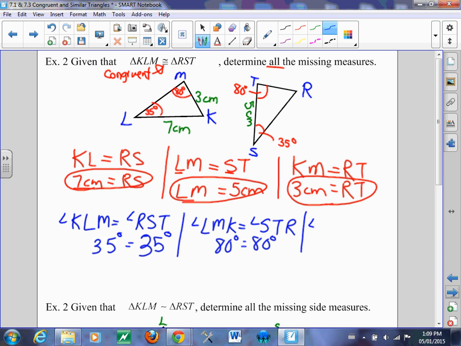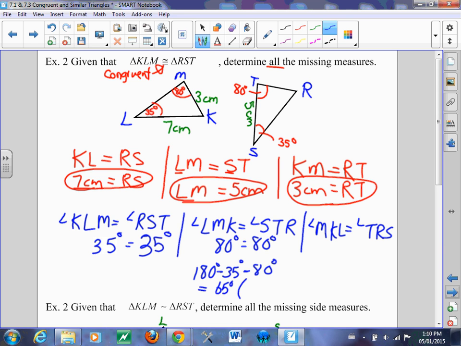So our last matching angle is angle MKL equals angle TRS. And they're both blank, folks, but what we have to remember is the property of a triangle. It has 180 degrees, and we're going to subtract the given angles. So we're going to subtract 35. We're going to subtract 80 degrees. So that angle equals 65 degrees.